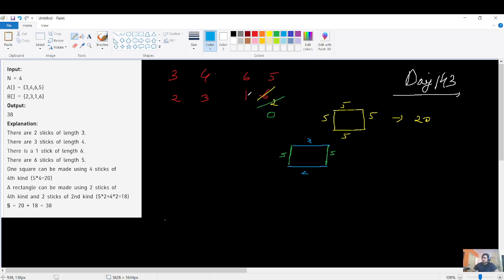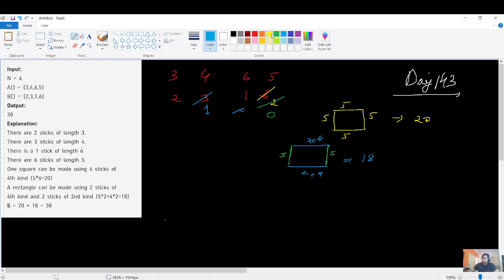6 has only one unit, so I cannot take this. Now 4 has 3 units, whereas I can take 2. If I take 2, then x will be equal to 4. If you find the perimeter, it will be 5 plus 5 is 10, and 10 plus 10 plus 8, that is 18.